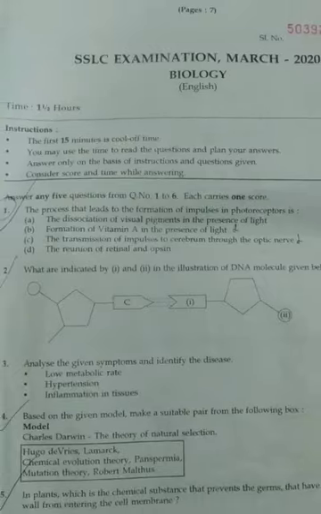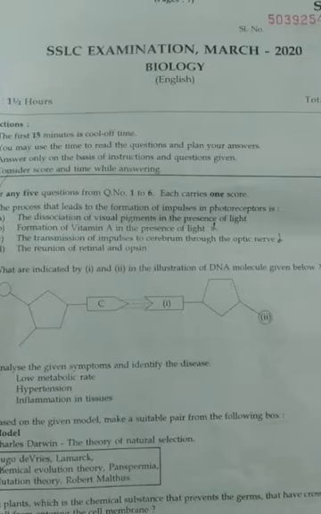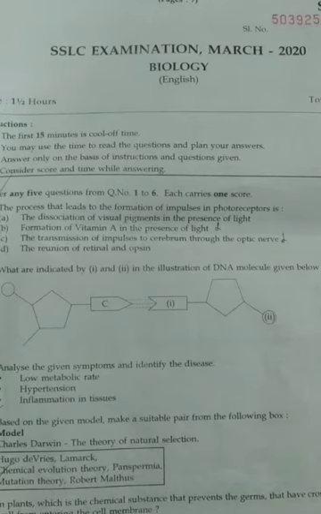Let's look at the second question. What are indicated by 1 and 2 in the illustration of DNA molecule given below? This question is from the genetics chapter and the DNA structure is given, one nucleotide is given and one of the nitrogen bases is indicated by C, that is cytosine. So the opposite one is guanine. The first one is guanine, and the second one that is associated with the sugar is phosphate. So the first one is guanine, second one is phosphate.